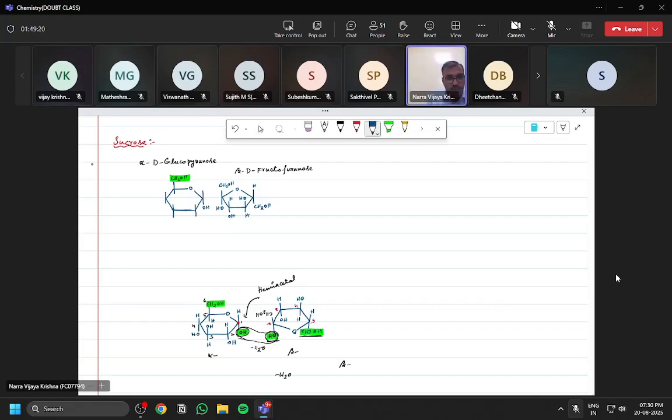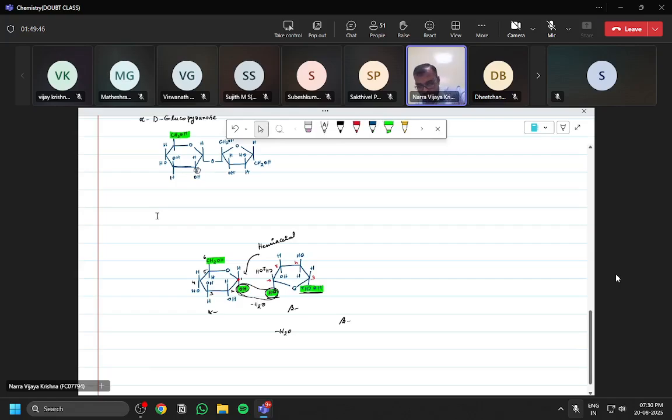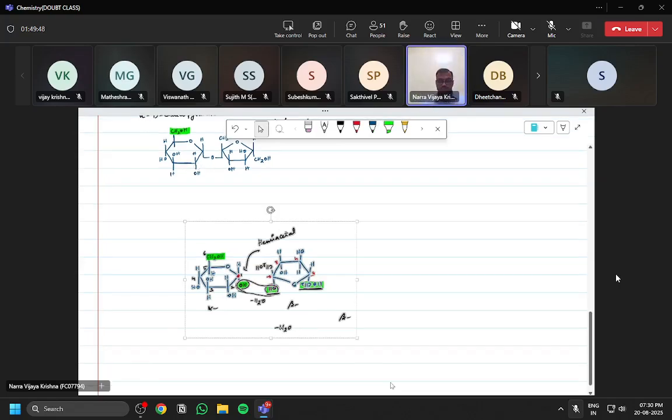Now for glucopyranose also I am drawing it. So H, OH, OH, H, here H, here OH, again H here, OH here. Now from these two I am removing water. If I remove water, I get this one. I will delete this.